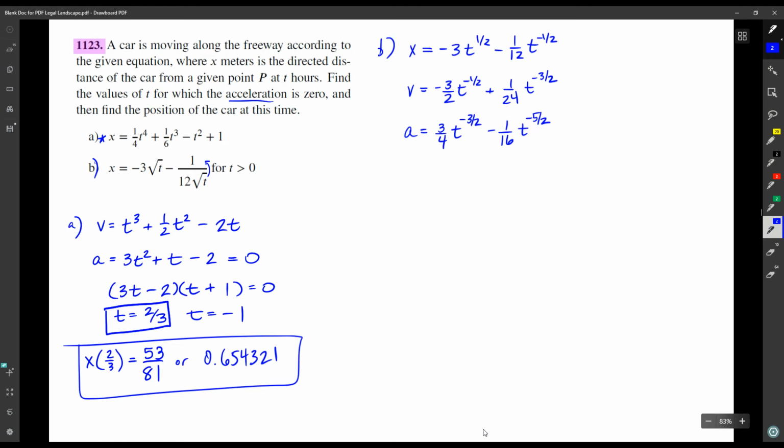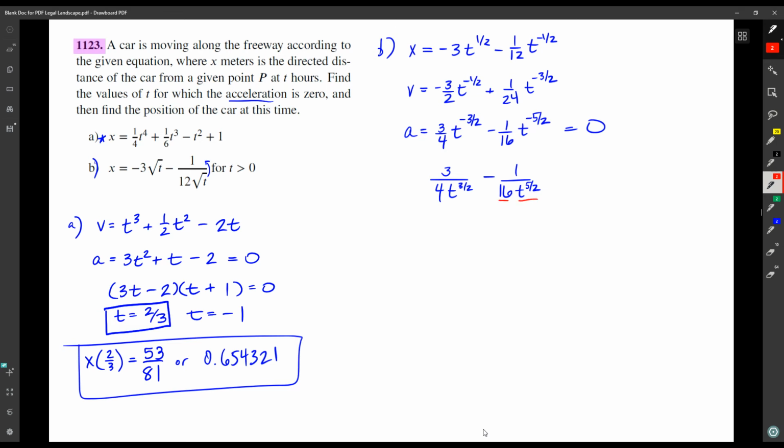And we'd like to know the values where the acceleration is 0. So we want to set this equal to 0 and go about solving. So the first thing we want to do here is rewrite this without negative exponents. So I have 3 over 4 t to the power of 3/2 minus 1 over 16 t to the power of 5/2. And it seems to me like the common denominator is 16 t to the 5/2.